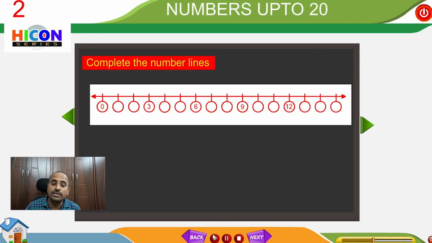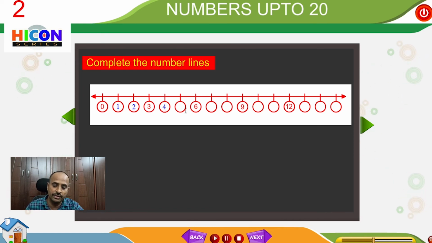Children, look at another example, another activity on the number line. Here also some gaps are given. We have to fill the gaps. The first number 0 is given. After 0 we will get 1. After 1 we will get 2. After 2 we will get 3. The 3 is already given. After 3 we will get 4.